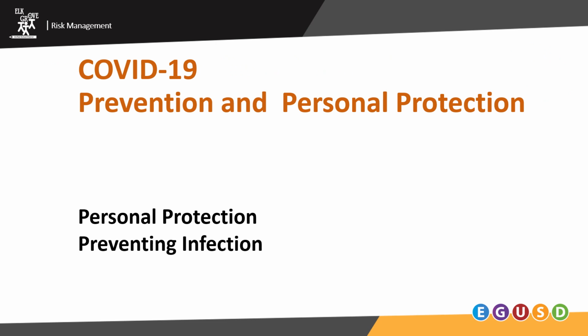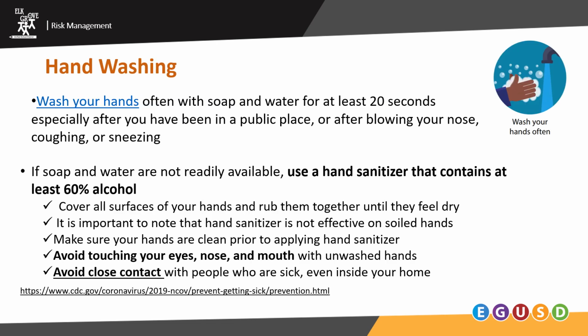Personal protection, preventing infection. Wash your hands often with soap and water for at least 20 seconds, especially after you've been in a public place or after blowing your nose, coughing, or sneezing. If soap and water are not readily available, use a hand sanitizer that contains at least 60% alcohol. Cover all surfaces of your hand and rub them together until they feel dry.